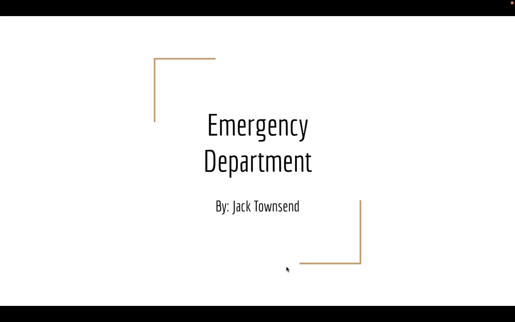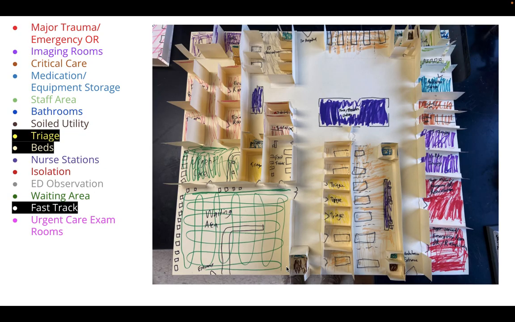This is my emergency department. As you can see, in the bottom right hand corner of the ER is where the ambulance would come in, and next to the entrance for the ambulance, there's two major trauma and emergency operating rooms. And then above that in the purple is the imaging rooms with X-ray and CT imaging.